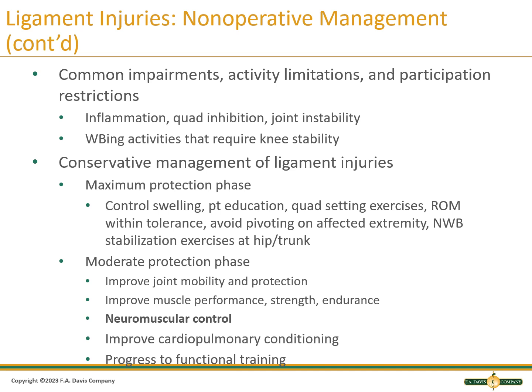progressively increasing the demand load that we place on them with the activities that they can perform with the knee. We want to improve muscle performance, strength, and endurance by increasing the muscle balance surrounding the knee, addressing flexibility, strength, and endurance. We want to address neuromuscular control through proprioceptive and balance training. We want to improve cardiopulmonary conditioning and progress them to functional training so that they can resume prior level activities.